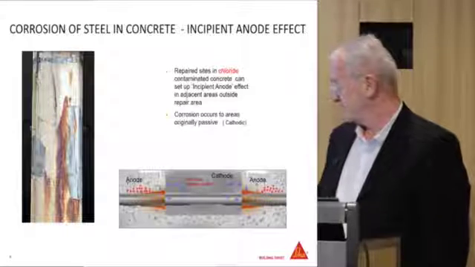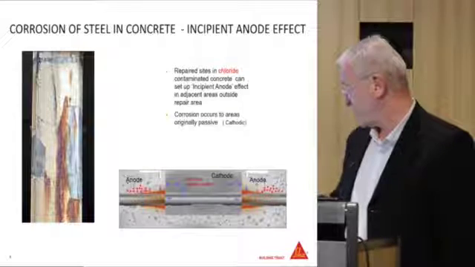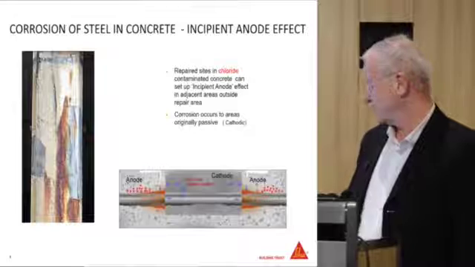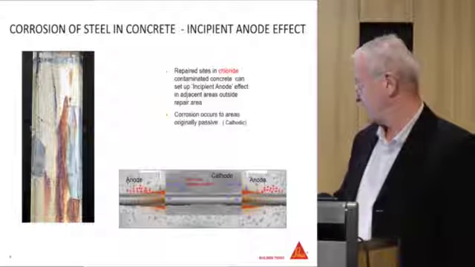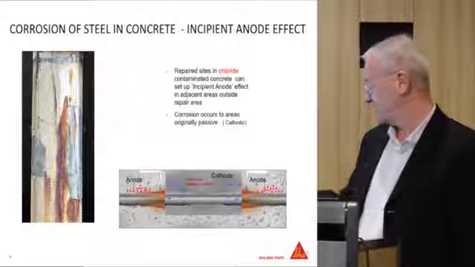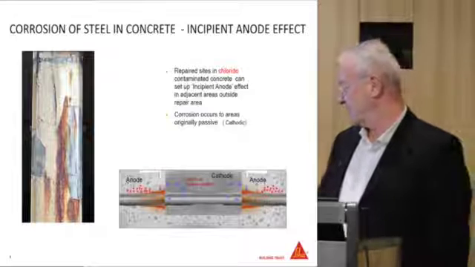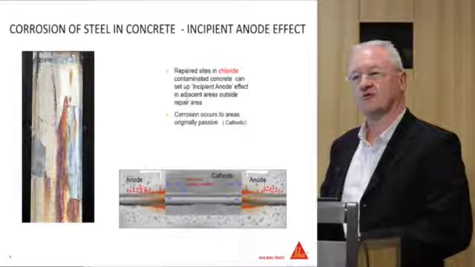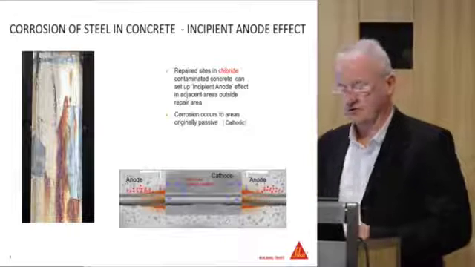So you can see here that once you do the repair area, you've now changed this into a cathode, and if you don't take everything back to a good steel, you're going to end up with this incipient anode effect. So there are ways of controlling that, and I'll talk about that as part of the total corrosion management approach.